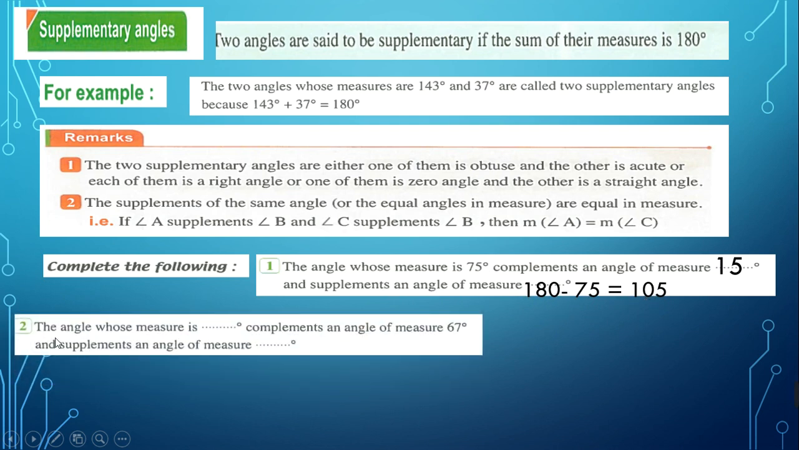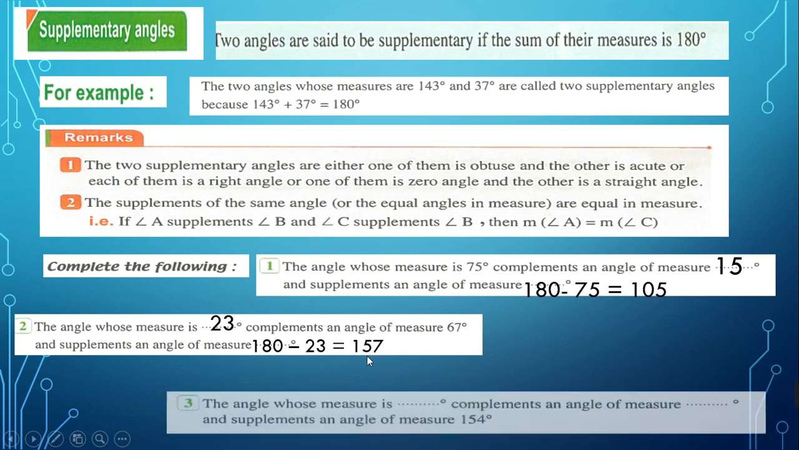Another example. The angle whose measure is blank complements an angle of measure 67 and supplements an angle of measure blank. يبقى الأول أجيب الانجل الأول. قال لي هنا complements، يبقى أعمل 67 from 90 equal 23. يبقى الانجل الأصلية عندي 23. أنا عايز السبلمنتس بتاعه، ال 23 أعمل لها minus من 180. 180 minus 23 equal 157.